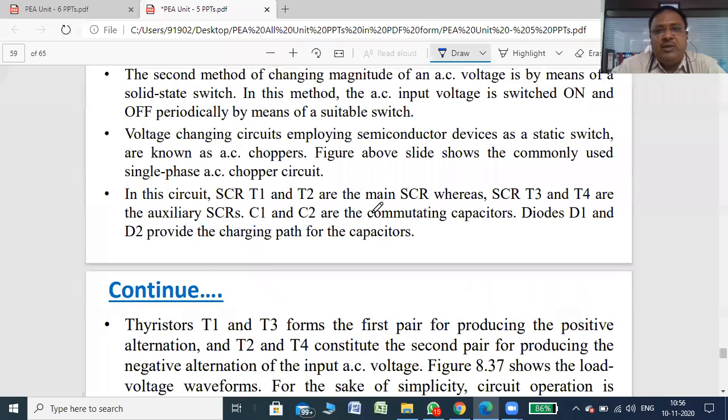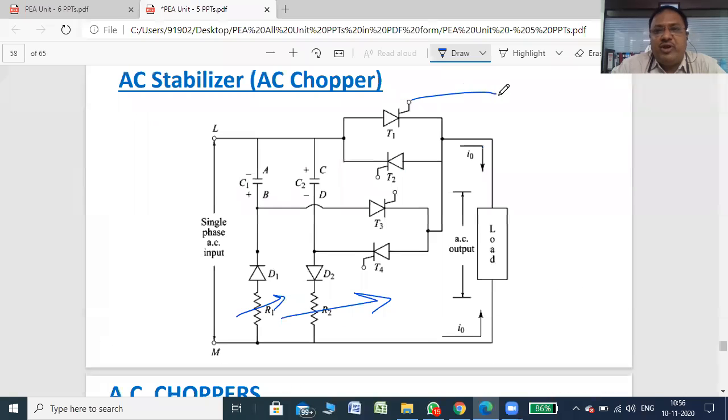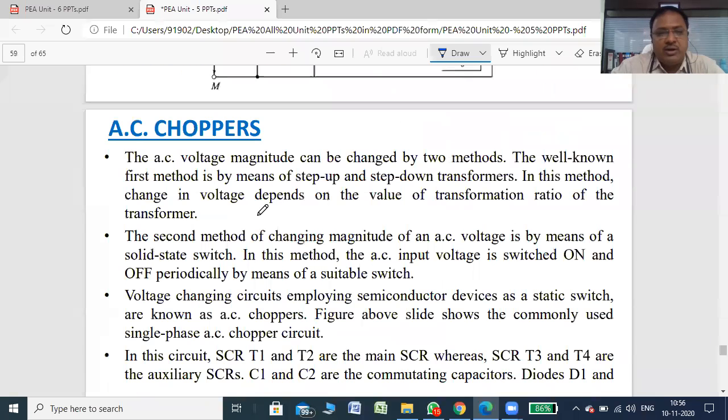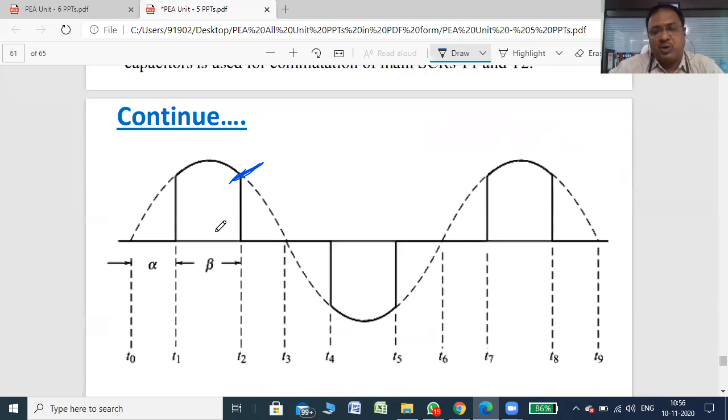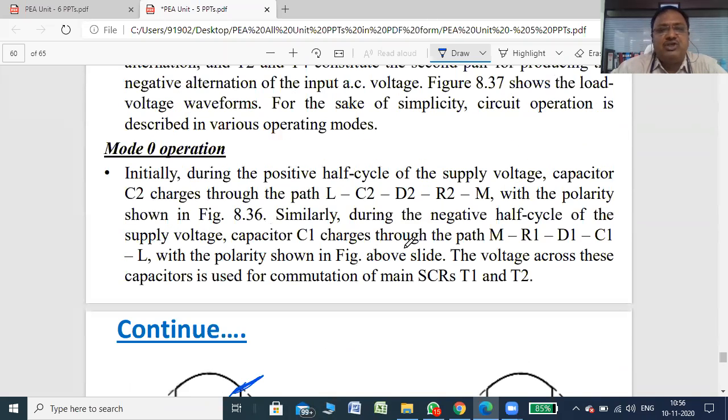Definitely, whenever you apply the trigger impulse to the gate of the SCR, it turns on. But how to turn off the SCR? That is most important, and that is given here. You can check here: this is the beta conduction angle, but at time T2 the SCR T1 turns off.